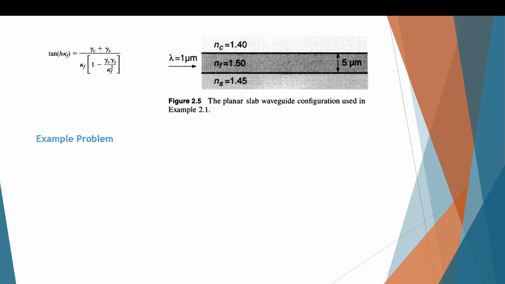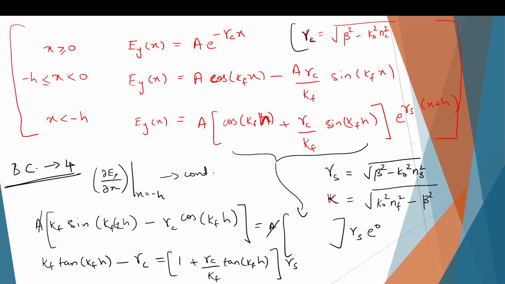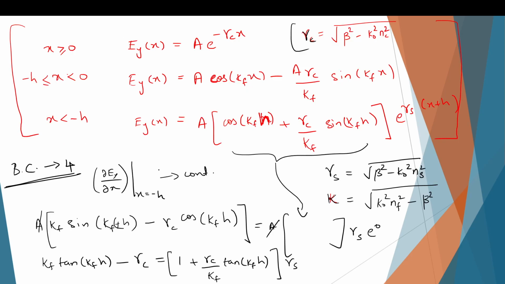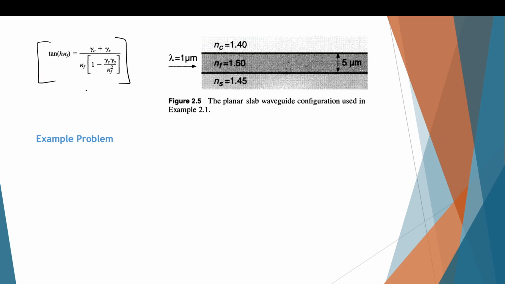If you just simplify this, there's no space for me to do it, but if you take the tan kappa h terms together and rearrange it in some way, then you will get an equation like this. So there is already gamma s here, gamma s plus gamma c, and then you take the tan things together, and then rearrange it to get tan kappa f times h as gamma c plus gamma s upon kappa f into 1 minus gamma c gamma s by kappa f square.